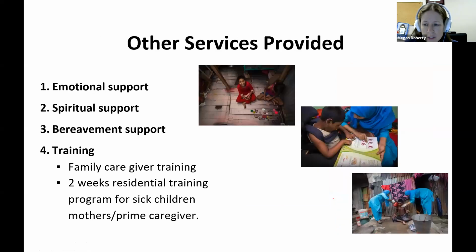And then other supports include emotional support that we provide, spiritual support, bereavement support, and training. There's family caregiver training, and there's a residential rehabilitation training program for sick children and their mothers who have cerebral palsy.